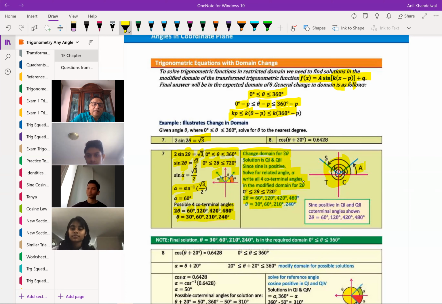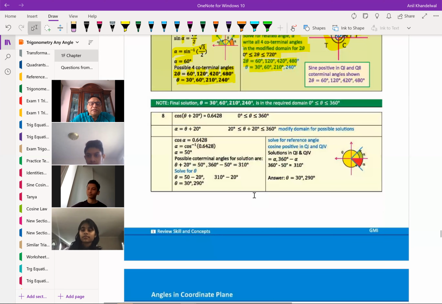Let me take another example, and that's going to be our last example before we take up the questions from Samita, okay? So, Akshay, can you please read question number 8? Yes, sir. Cos of theta plus 20 degrees equals 0.6428. Hmm. So your restriction would be theta is between 0 and 360 degrees.